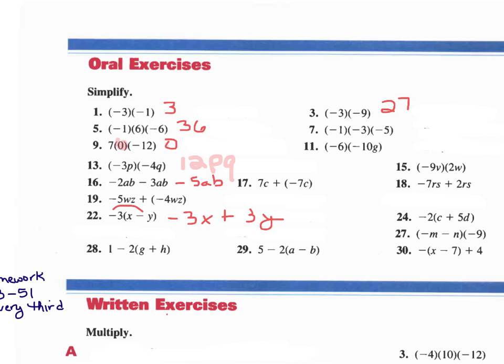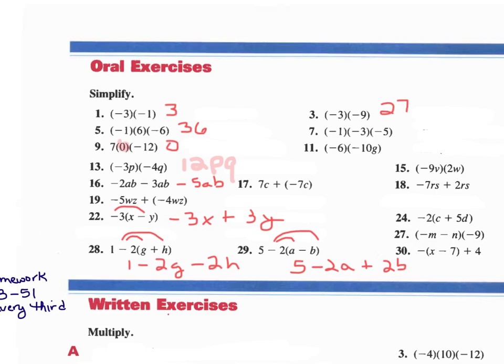All right, now on 28, again, do not do the 1 minus 2 first. We're going to distribute the negative 2. So 1 minus 2g minus 2h. And I can't combine anything. So be careful on questions like 28 and 29. On 29, I will also distribute the negative 2 and get 5 minus 2a plus 2b. Everybody good? Nothing to group there.